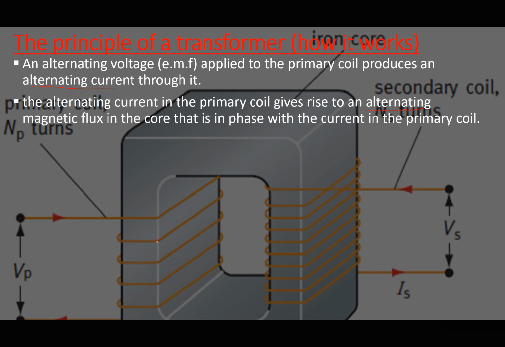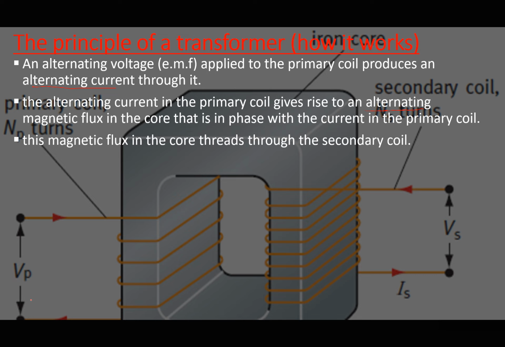Remember, in your concepts of magnetism in IGCSE, you must have noticed that there is always a magnetic field around a current carrying conductor. So if there is a current flowing through a wire, then there's a magnetic field around the wire. If the current keeps changing direction, then the magnetic field also keeps changing direction. So this magnetic flux in the core threads through the secondary. In other words, it spreads from the primary end to the secondary end. So that's why I'm saying this magnetic flux in the core threads through the secondary coil. So it spreads up to the secondary coil.